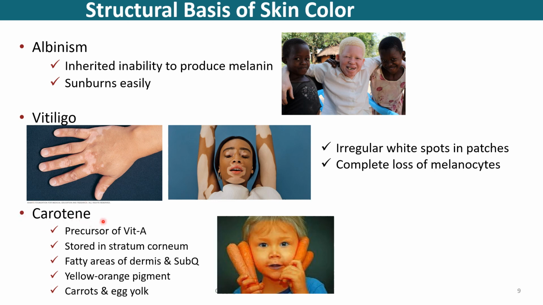Now we can look at carotene, and carotene is that orange pigment. It's a precursor of vitamin A. It's stored in the stratum corneum, that outer layer of our epidermis. It's also stored in the fatty areas of the dermis and subcutaneous layer, so kind of all around. Again, it's that yellow to orange pigment. We find that in carrots here, and also in egg yolks. That's the coloring, that center coloring of the egg yolk. People can look a little bit orange if they eat a huge amount of carrots or egg yolks, which could possibly cause the skin to change color a little bit. So it's a little bit of a nutritional issue.